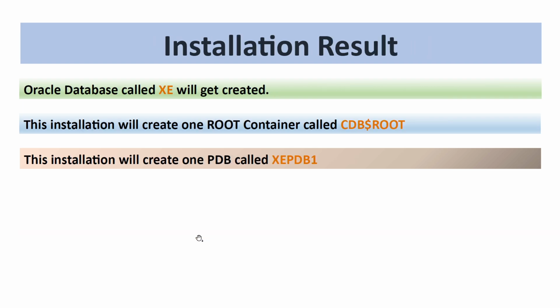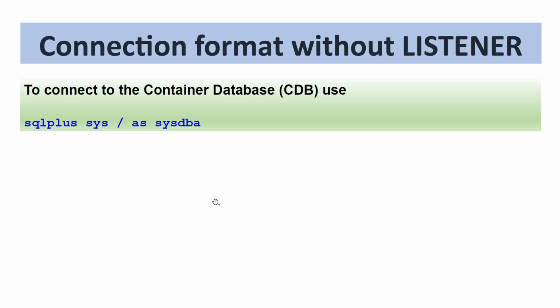Now, as part of this installation, once the installation is completed, one Oracle database called XE will get created. This installation will create one root container called CDB$ROOT and one PDB called XEPDB1. So you will have a database called XE, and it's a multitenant database. Under that, there will be a root container and one PDB called XEPDB1. Now, the connection string format. If you want to connect to this database without the listener, you will simply open the command prompt and type sqlplus sys as sysdba, which will connect you to the container database, and then you can switch to the PDB.